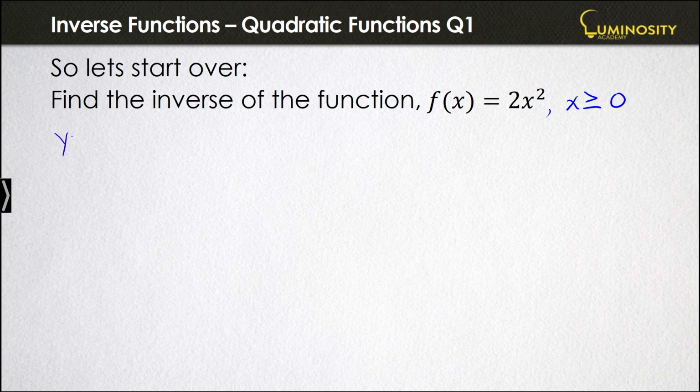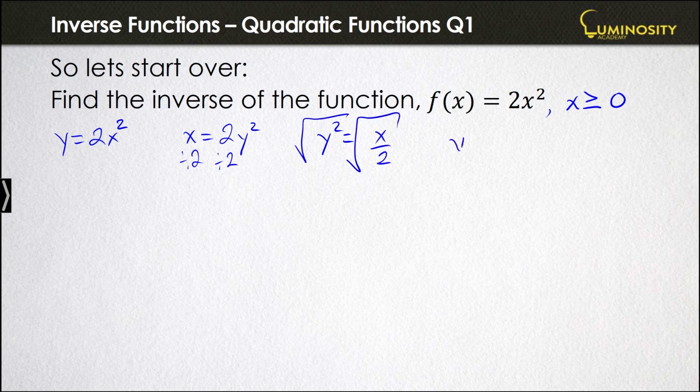Now we can say, okay, y equals 2x squared. And from here, we are going to swap our x's and our y's. And then we're going to try to solve for our y. So we're going to divide by the coefficient. We get y squared equals x over 2. We're going to take the square root again. And now we have y equals the square root of x over 2. But we are only looking at it when x is greater than or equal to 0. So this is only when it's positive.